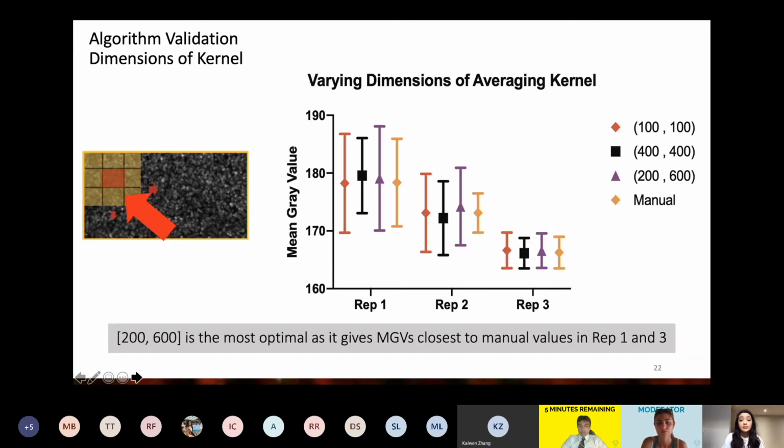We also looked at the varying dimensions of an averaging kernel. The example I showed was a 3 by 3 kernel, but we'd like something a lot bigger than that to get more of the image. So we looked at 100 by 100, 400 by 400, and 200 by 600.